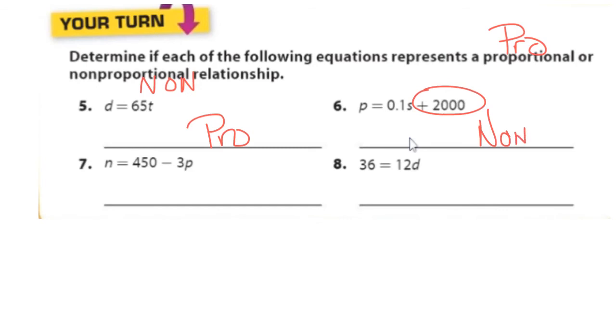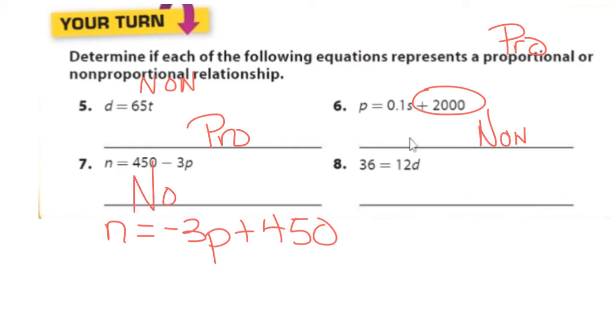Here I have the equation on number 7, but I can always rewrite that if you need to look at it a different way. I can just switch the 3p and the 450 around, and I make sure that that's a negative 3p. So this would be non-proportional because it has the plus 450 at the end. And 8, when you first look at 8, you think 8 is also proportional, but actually it is not. You only have one variable here. You need to have two variables.